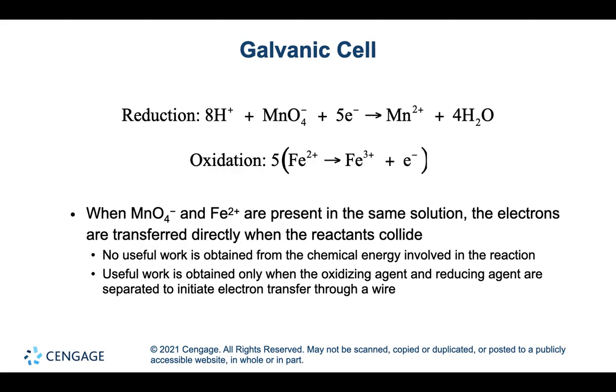Instead, what you want to do is to keep the reduction half reaction separate from the oxidation half reaction. And then if you find a way to connect the two solutions with a wire, let's say, the electrons that want to flow out of the oxidation reaction, as produced by the oxidation reaction, into the reduction reaction will have to flow through that wire. And that's where you're going to be able to harness the work, because electrons flowing through a wire, that's electricity.